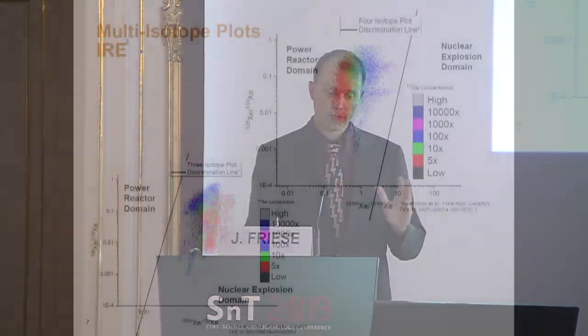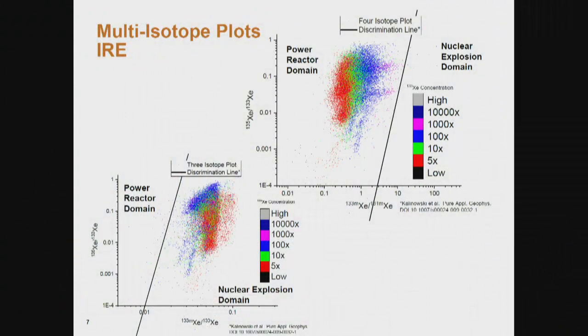So from a 4-isotope plot, it works. We clearly see the discrimination line as published working quite well. Obviously, if you look at the colors, you see a nice gradient from low xenon concentration on the left side of the plot to the high xenon concentration on the right side of the plot.